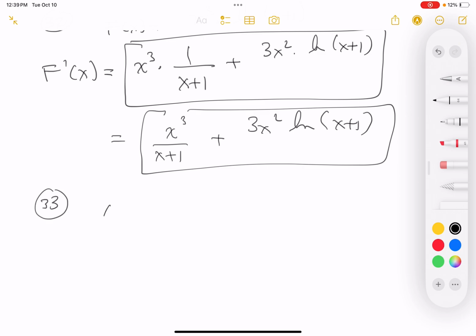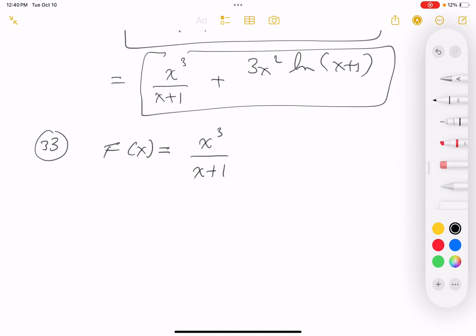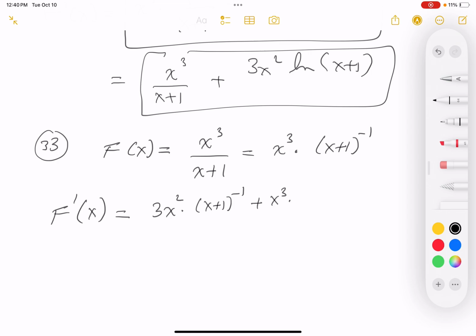I'm at 12% battery, so I have to get moving here. F of x equals x cubed over x plus 1. He wants to use the product rule, so I have to rewrite this as a product. X cubed times x plus 1 to the minus 1. Nothing wrong with that, by the way. Well, I'm going to take the derivative now, so it's going to be 3x squared. You can mix it up a little bit. X plus 1 to the minus 1. And that's going to be plus x cubed times the second function, which is going to be minus 1 times x plus 1 to the minus 2 times 1.